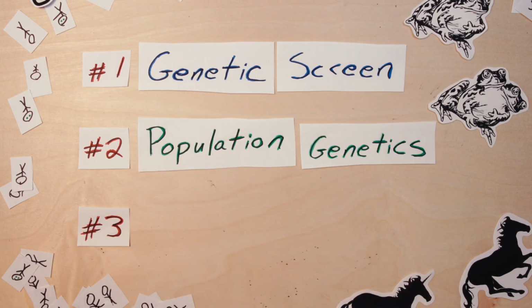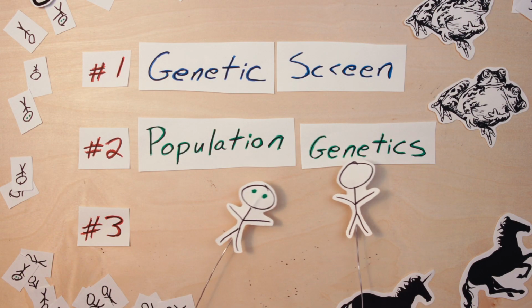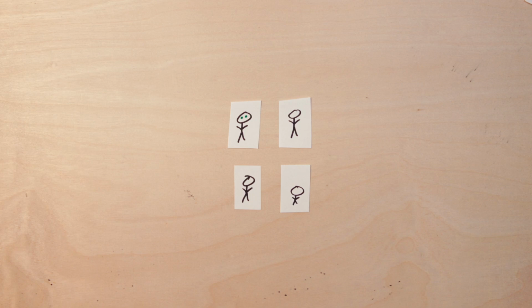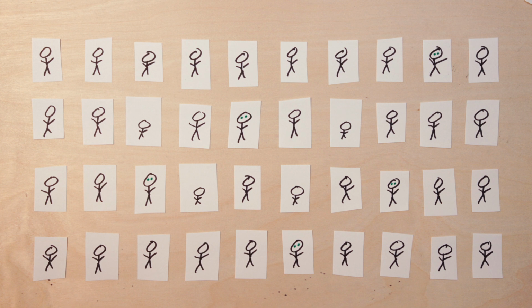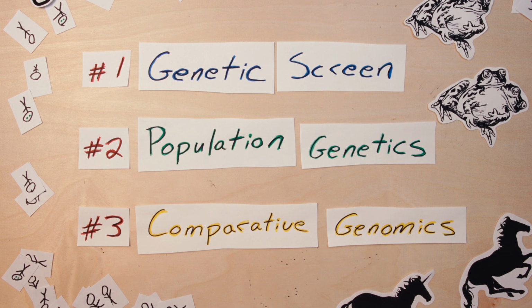Strategy number 2, population genetics. Population genetics is when you look at the DNA of hundreds or thousands or millions of people and compare them using statistics. Like, do all short people have bits of DNA that tall people don't have? Do all people with green eyes have similar bits? Do all people with breast cancer have similar bits? Etc., etc., etc.